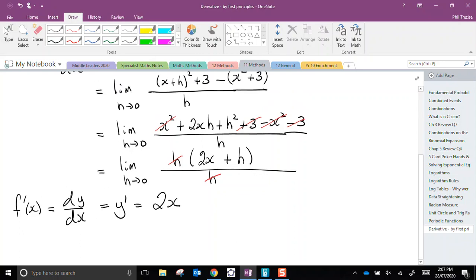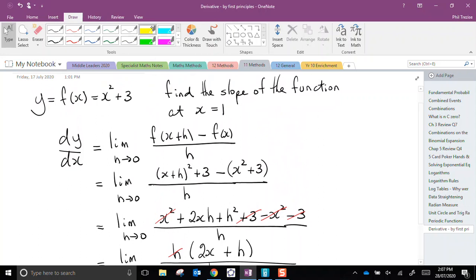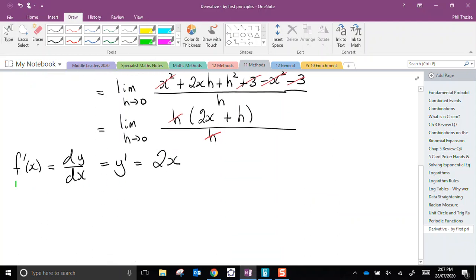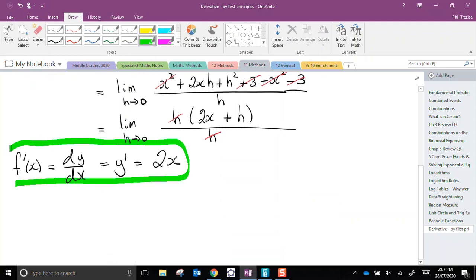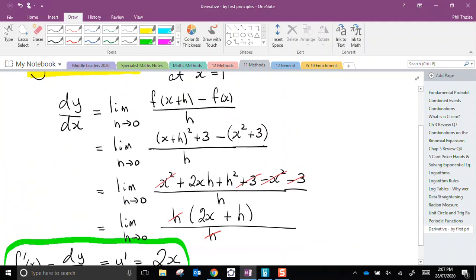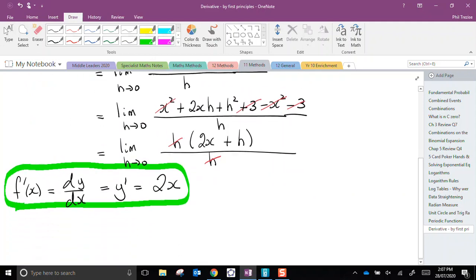They mean the derivative. And in our case, we started with this function here, and we ended the derivative of that function is this. We used that process there. That process is called first principles.